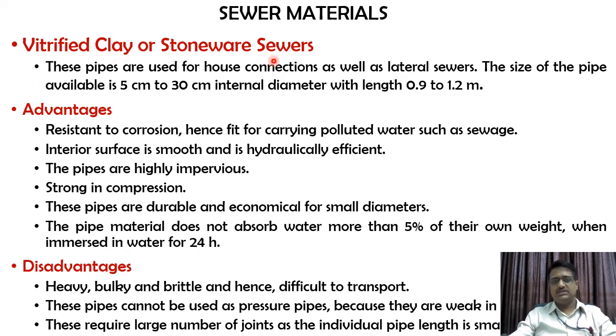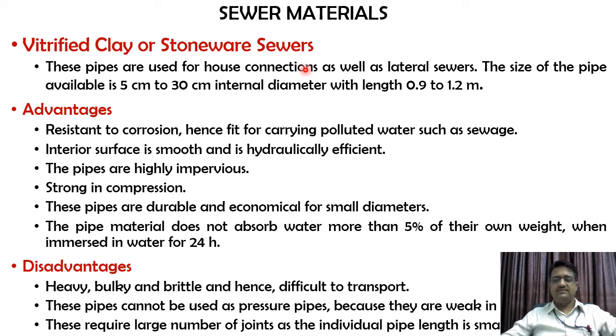Vitrified clay or stoneware sewers. These pipes are used for house connections as well as lateral sewers. The size of the pipe available is 5 centimeters to 30 centimeters internal diameter with a length of 0.9 to 1.2 meters. Vitrified clay or stoneware sewers are nothing but polished clay. So this can be used as a house connection.